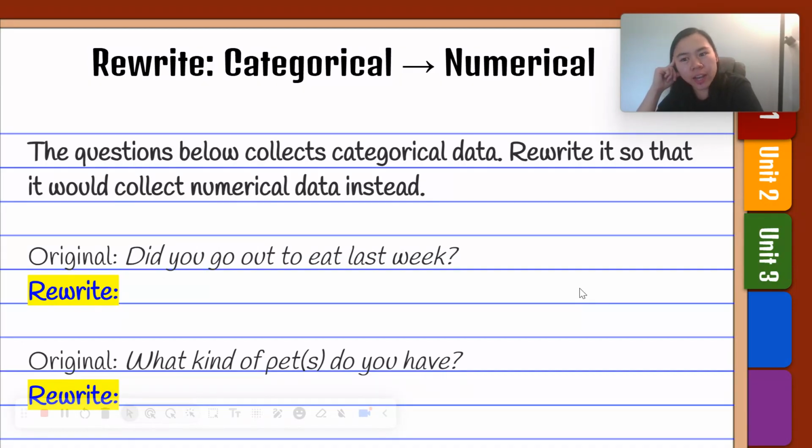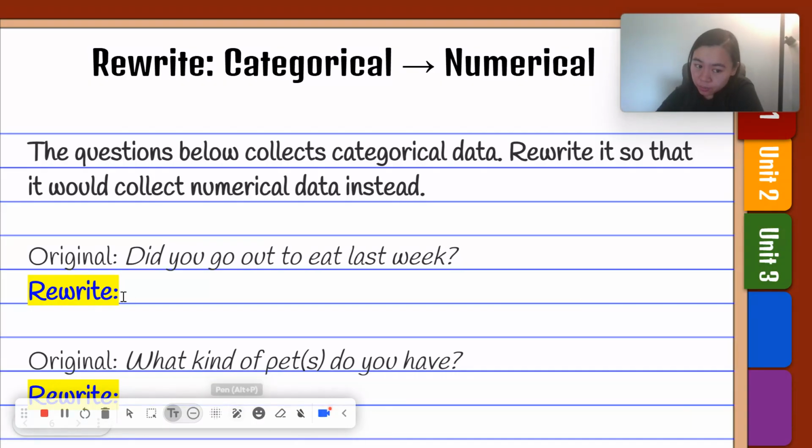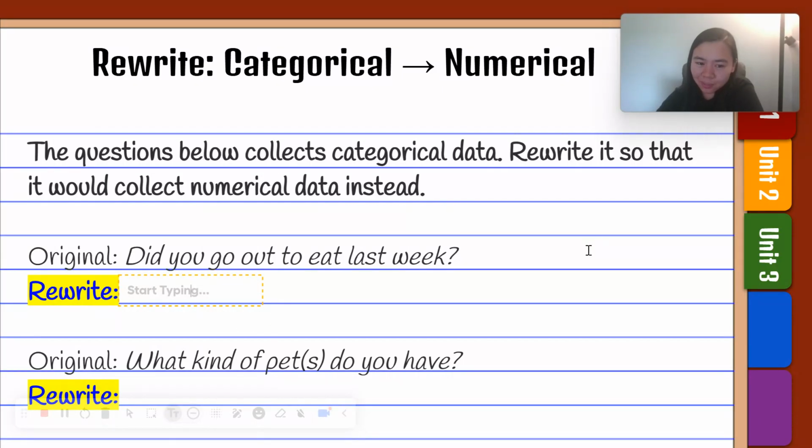How would you answer that? If I asked you that, how would you answer it? Yeah, I did. Or no, I didn't. Okay, that's why it is a categorical question. It's a word. But how can we rewrite this? So we're still talking about going out to eat, but it gives us a number answer. Okay, I'd like you to pause this video and try to rewrite it. See if you can do this independently. What can you come up with?